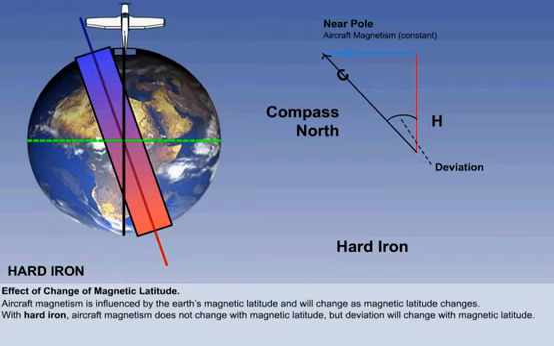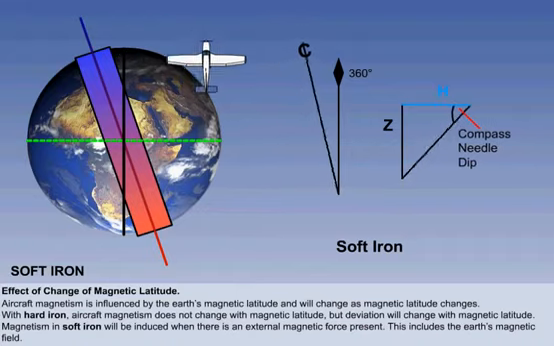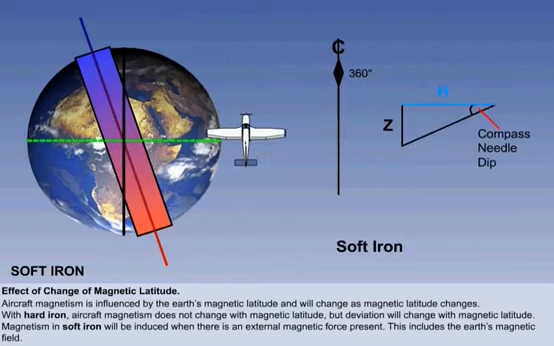Let's look at soft iron now. We know that in soft iron, magnetism will be induced when there is an external magnetic force present. This includes the Earth's magnetic field, and in particular, the effect of the vertical, or Z component of the Earth's magnetic field on the aircraft magnetism. As we know, the Z component will decrease and the H component will increase towards the magnetic equator.